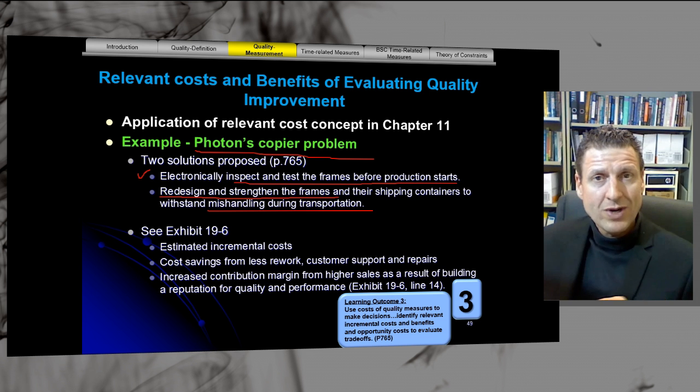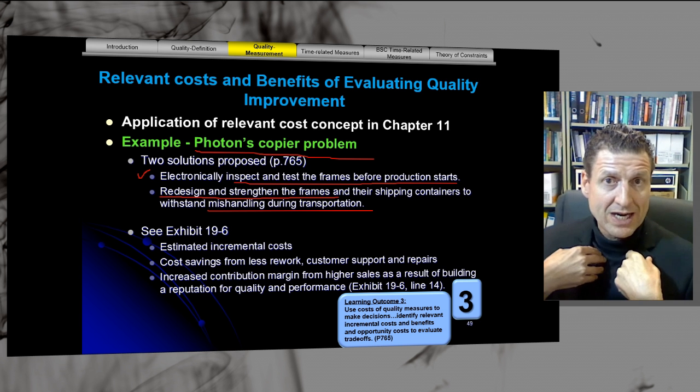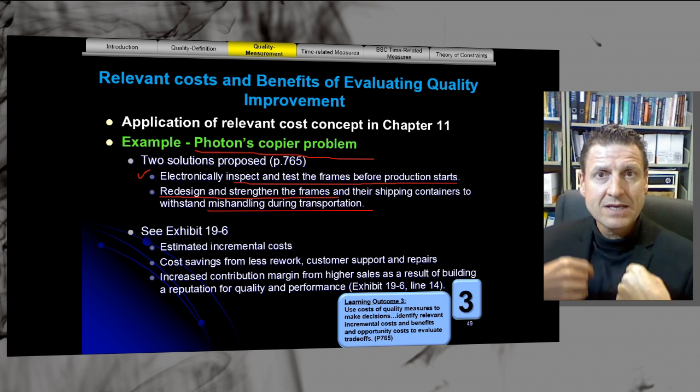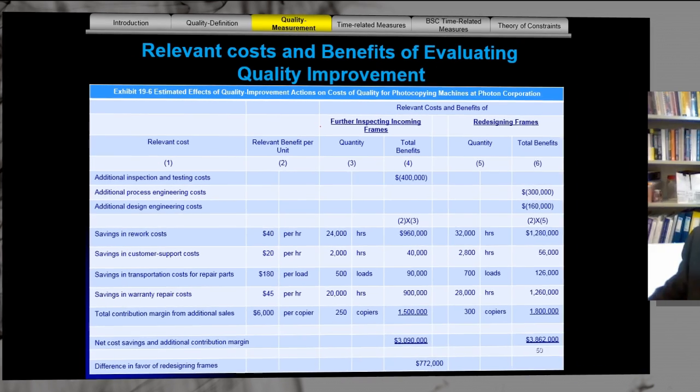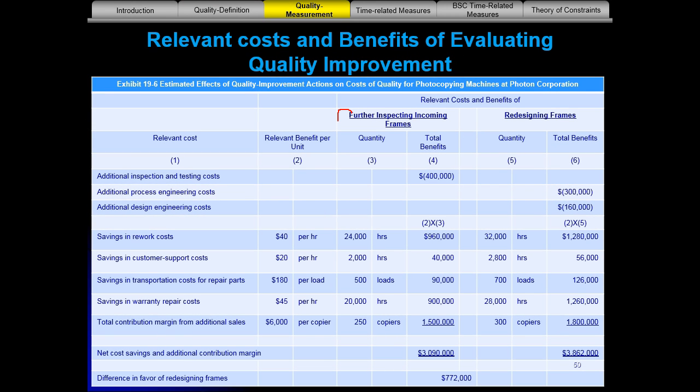Again, we're trying to justify whether we go with one solution or another, not only to convince yourself if you're in charge of quality, but also to justify the investment made to senior management. So here we have option A, that is further inspecting incoming frames, and option B, we want to redesign frames. So let me go over what each involves.